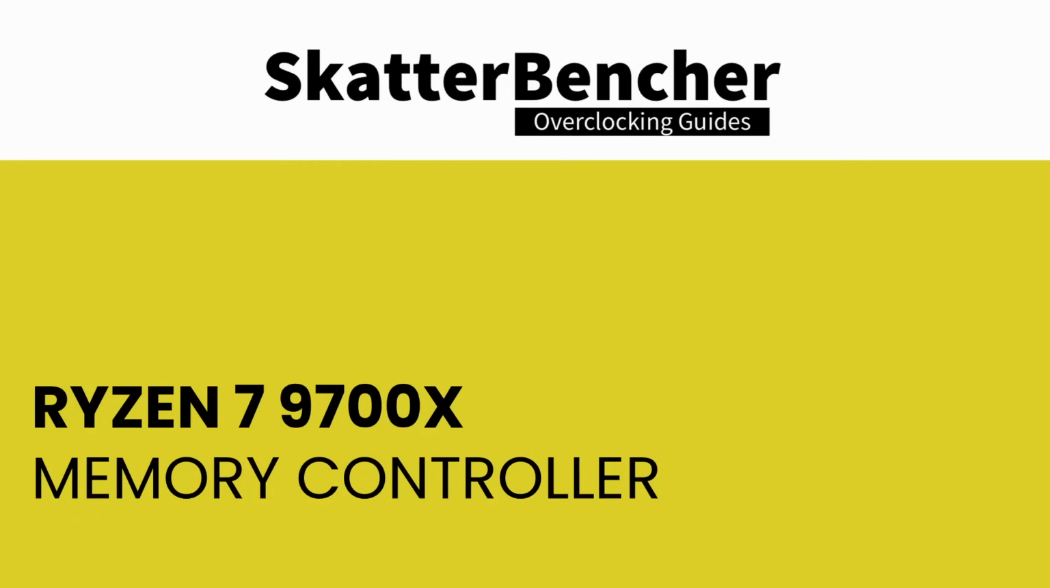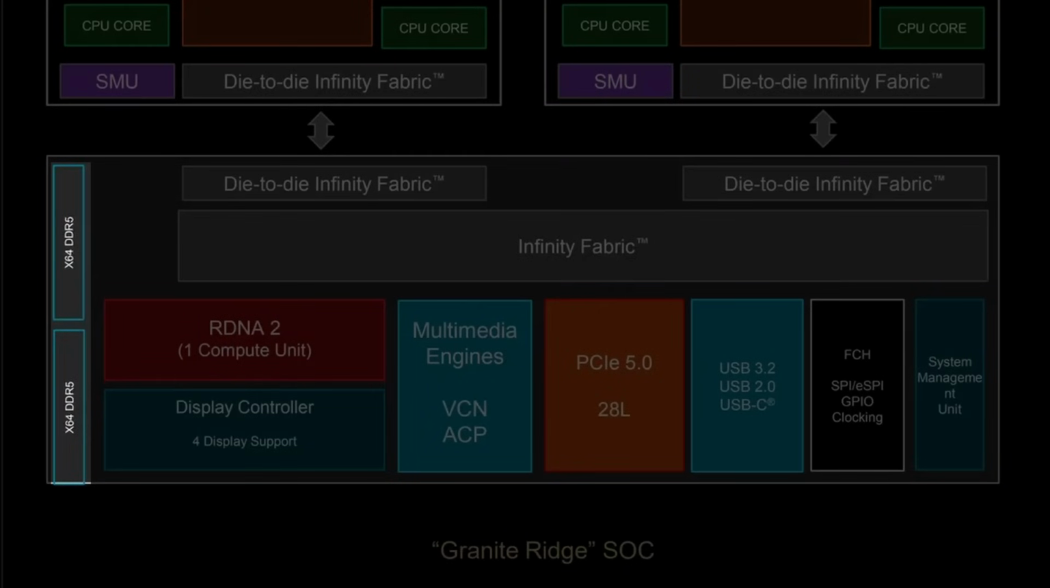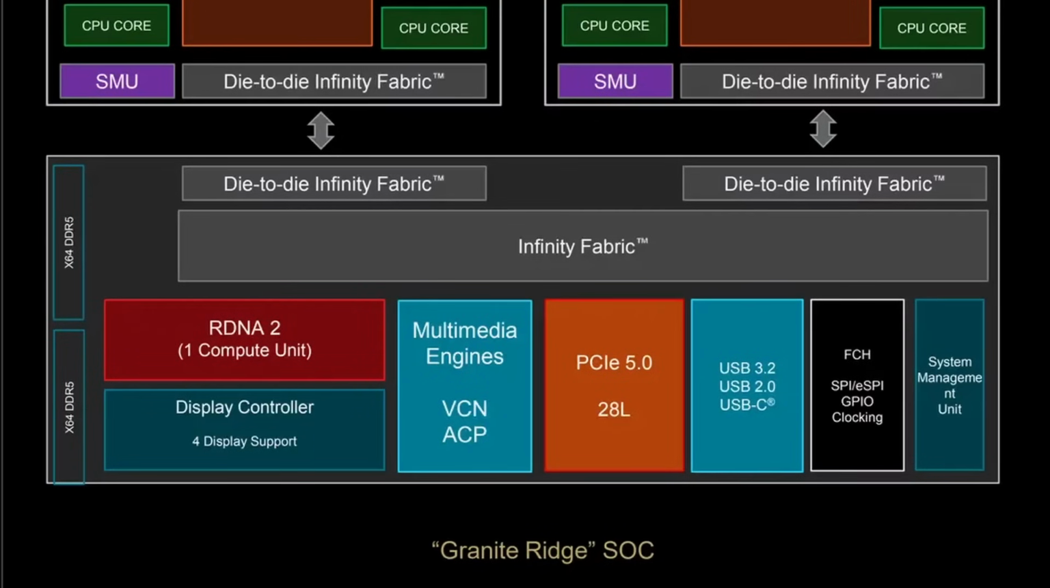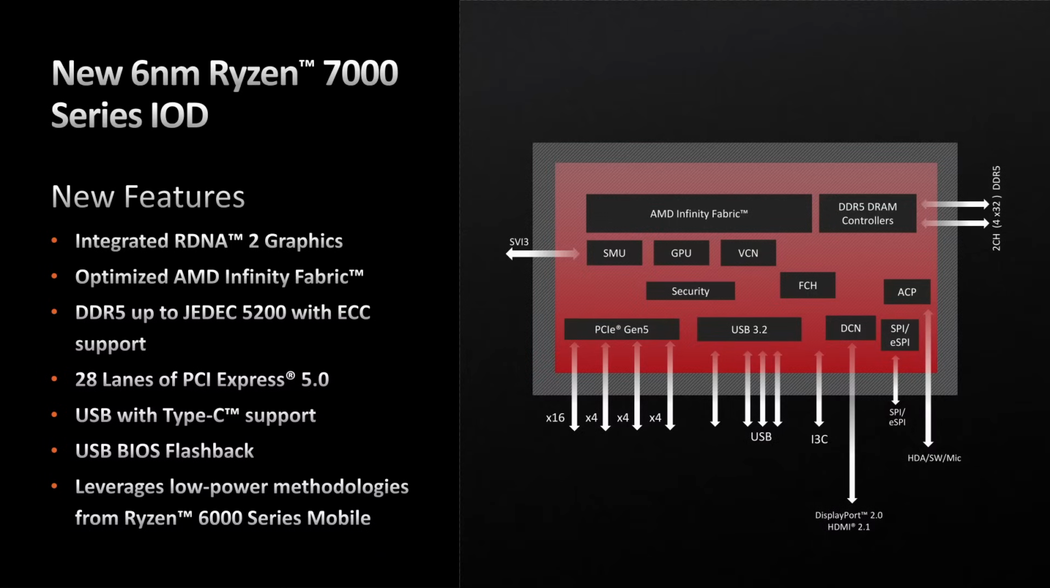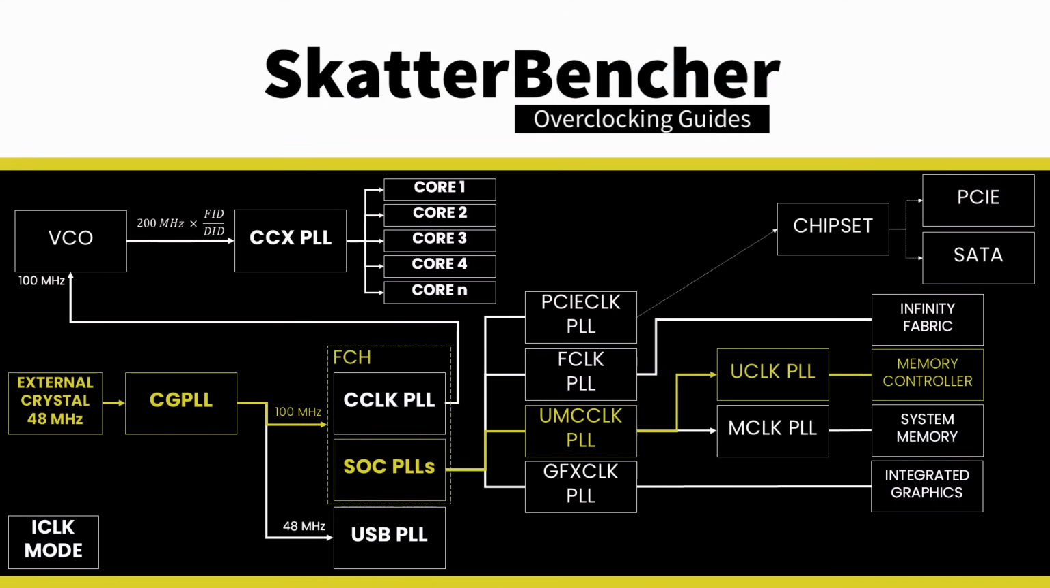AMD Granite Ridge has 2 DDR5 Unified Memory Controllers, or UMC in short, and each provides 2 32-bit memory channels. The memory controllers are located in the I/O die and are therefore identical to the memory controllers on the Ryzen 7000 Raphael processors. Note that the Ryzen 8000 Hawk Point processors actually have a newer memory controller. The Unified Memory Controller frequency, or U-clock, is derived from the UMC clock, one of the SoC PLLs. The UMC clock is driven by a 100 MHz reference clock derived from either an internal or external clock generator.